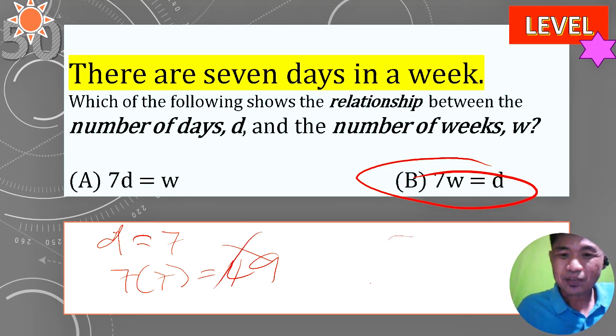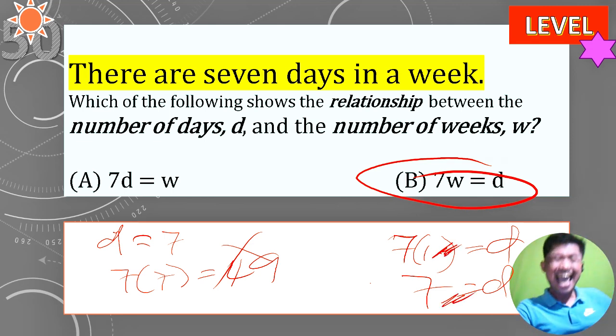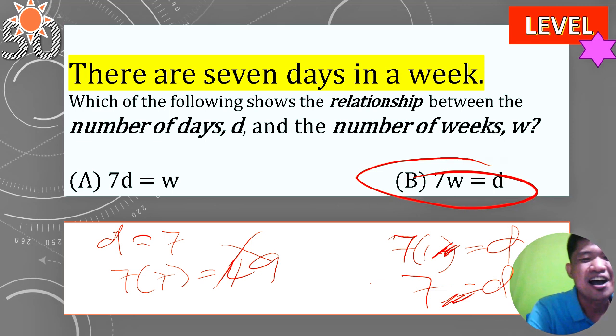So here we have this 7. If this 7 is equivalent to 1 week, then 1 equals D. That is, 7 equals D. Of course, so 1 week equals 7 days. Yes, that's it.